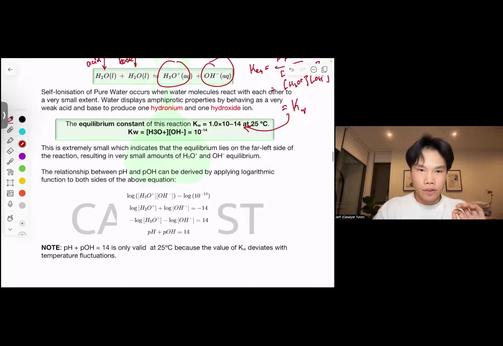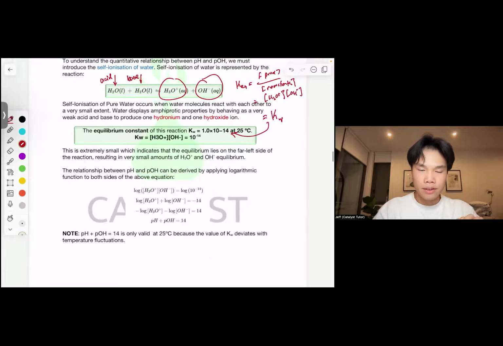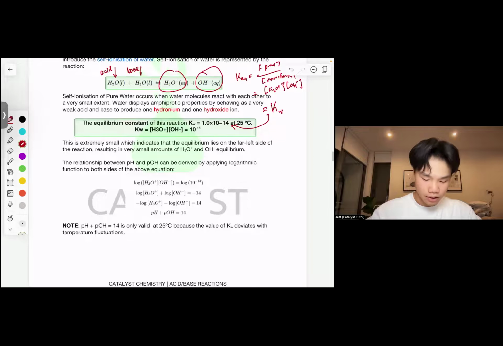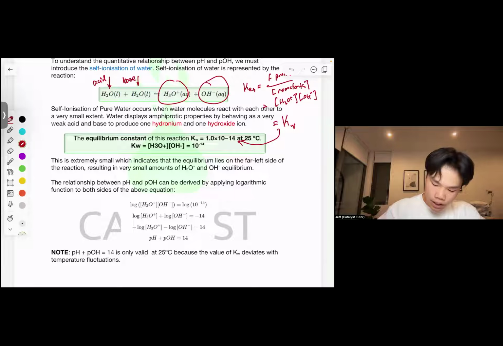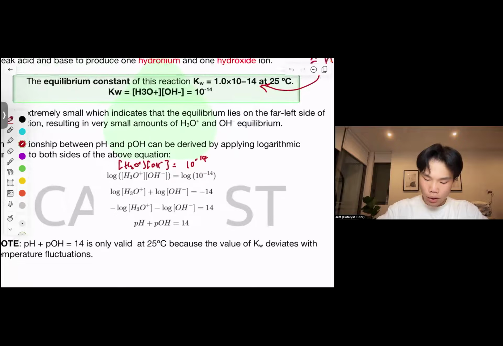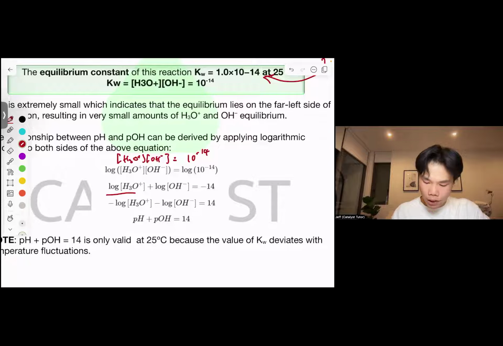Okay, so why does this matter to us? It's all about to make sense. I introduce this value because if we take that relationship where H3O+ times OH- is equal to 10 to the negative 14, and we log both sides, we end up getting the log of H3O+ plus the log of OH-, when you separate out these two logs, equals negative 14.